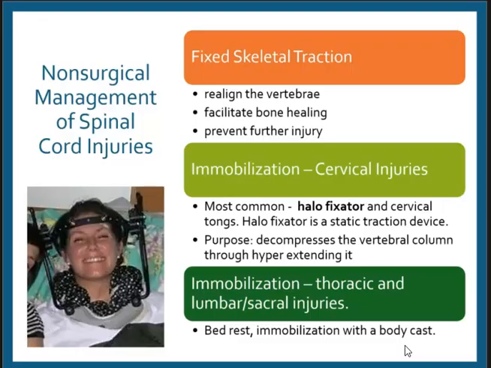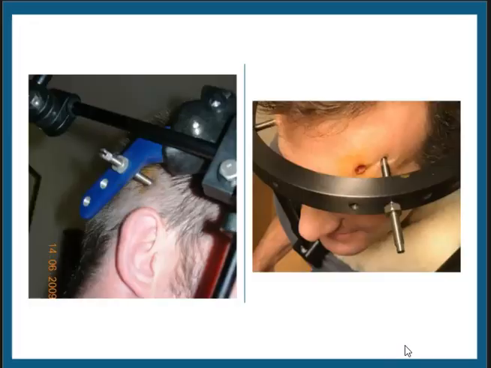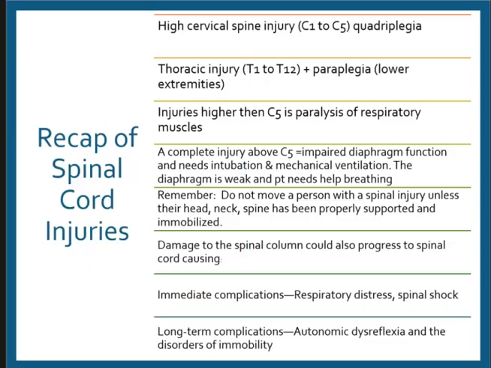You're checking for skin breakdown. There's a picture on the next slide of that skin breakdown. So the purpose of this is to decompress the vertebral column through hyperextending it. And then immobilization, thoracic and lumbar sacral injuries, bed rest, immobilization, and maybe a body cast. So, like I said, these are your monitoring. They're going to be swollen. They're going to have some skin breakdown. Looks terrible.